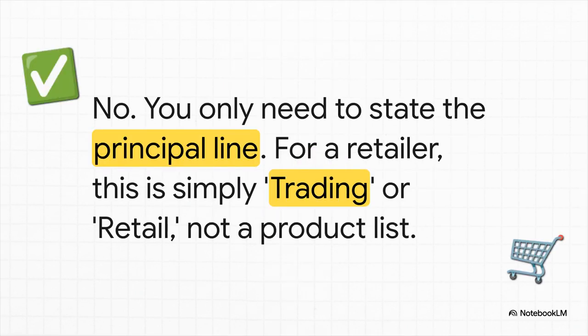And the answer is a definite no. Remember that phrase we talked about, the principal line? Para 22.1 is very clear. For a retailer, the principal line is simply trading or retail. You are not expected to provide their entire product catalog. The whole point is to be accurate, yes, but also to be concise.